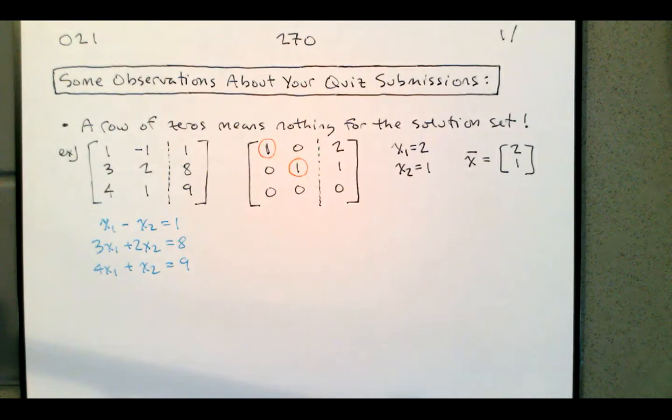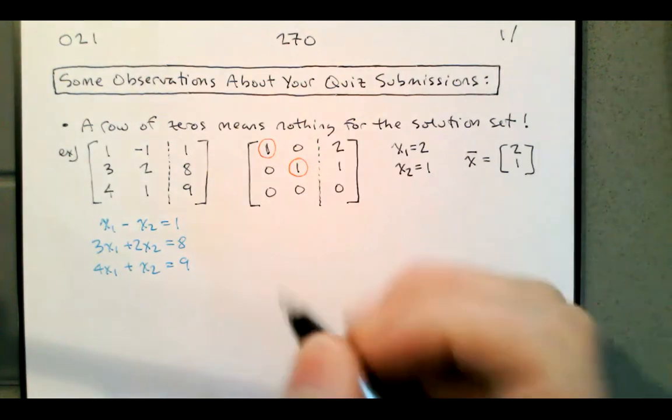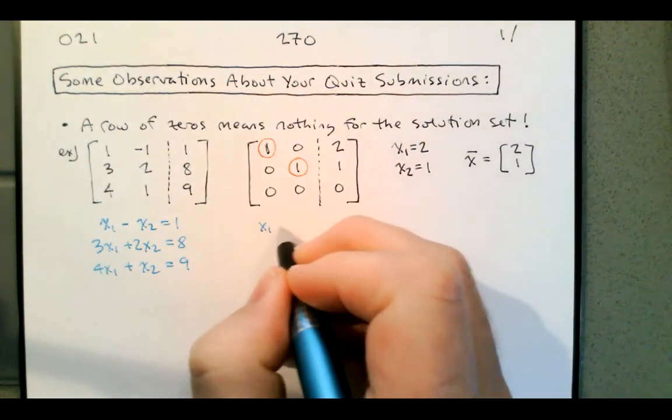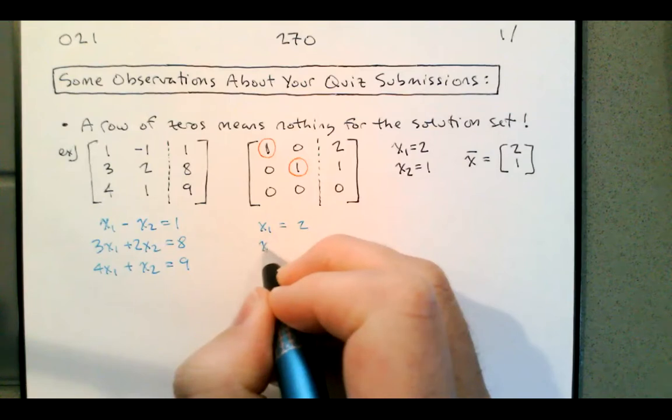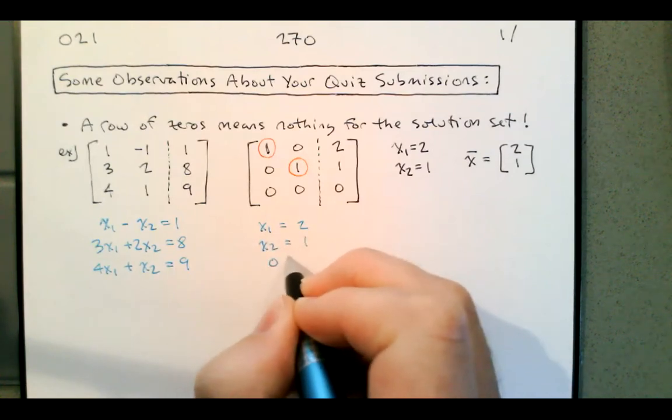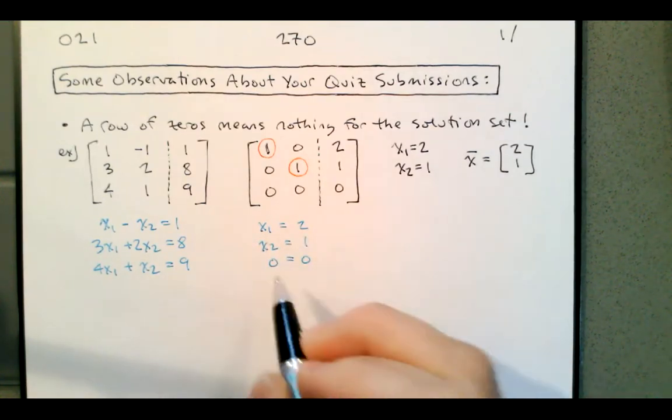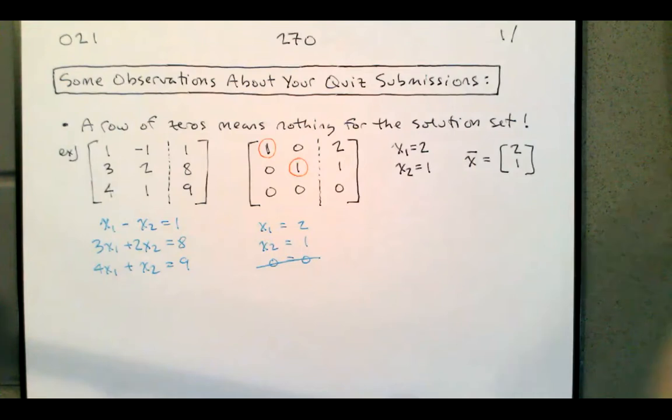Mechanically, what the reduced echelon form would look like is just x1 is equal to 2, x2 is equal to 1, and 0 is equal to 0. And we just usually don't write that part. What we're looking at here is three lines in two-dimensional space that intersect in a single point.